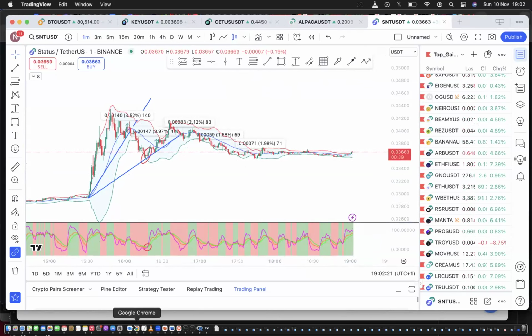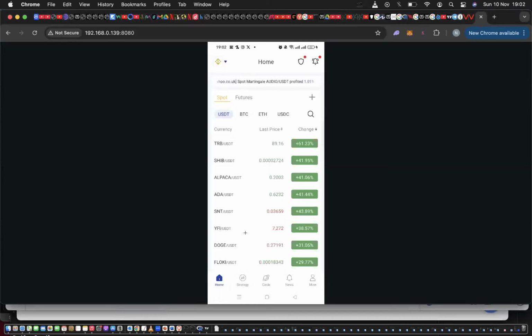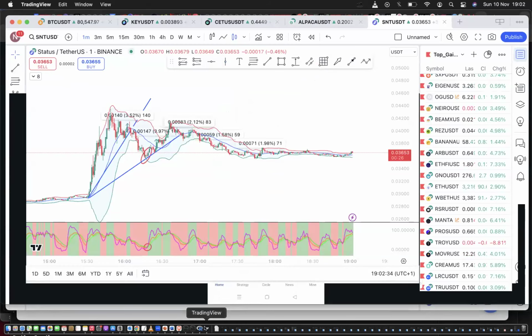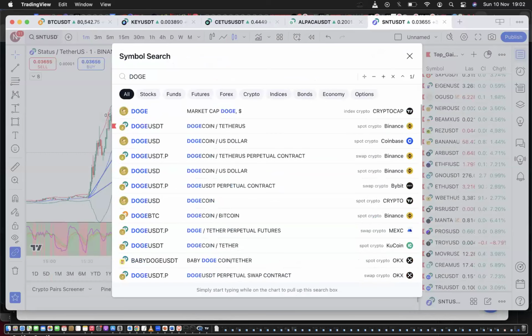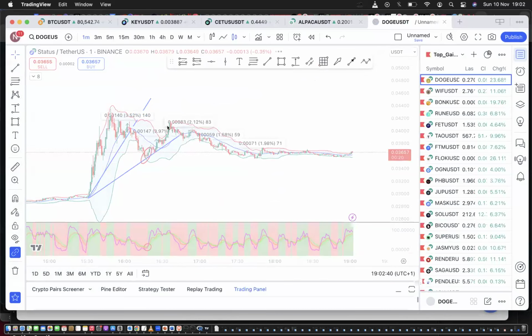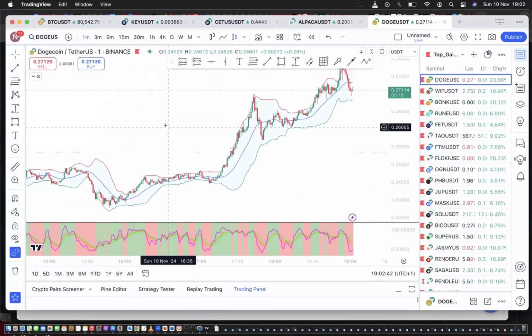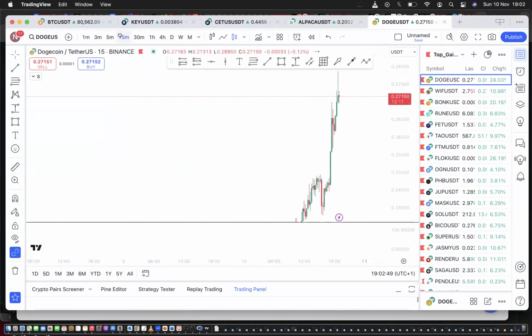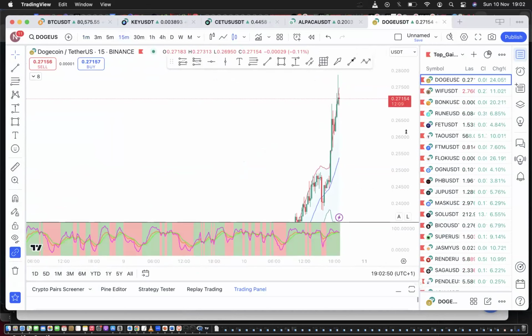So let's go look for another top gainer coin. YFI. I'm scared of YFI, so I'll just go look. Let's go to Doge and Floki. All right, so this is Doge on the 1 minute, but let's go to the 15 minutes and see what's happening on the 15 minutes.